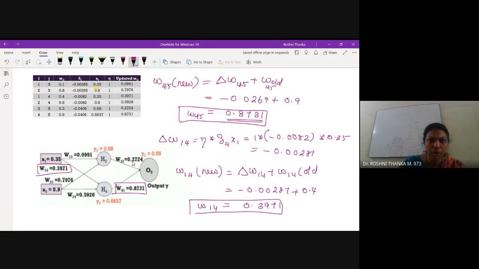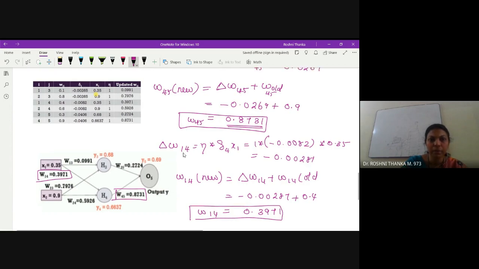So you have to do it for W35 as well, the same thing: you find the delta value for Wij from the delta value, input value, and the learning rate is the same. Using that, we know the value for 35 is 0.2724. Similarly for 1,3, the updated weight is 0.0991. For 2,3, the updated weight is 0.79. And for 2,4, the updated weight is 0.5926.